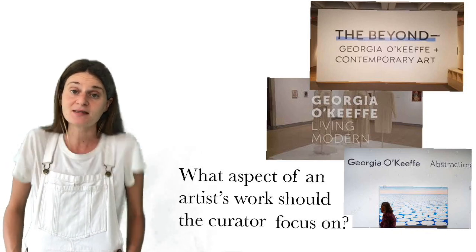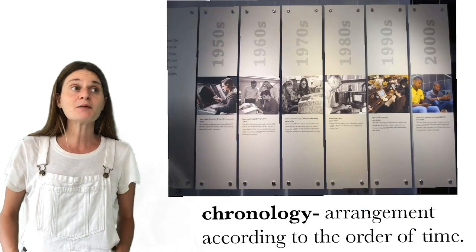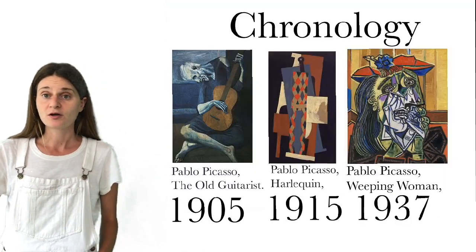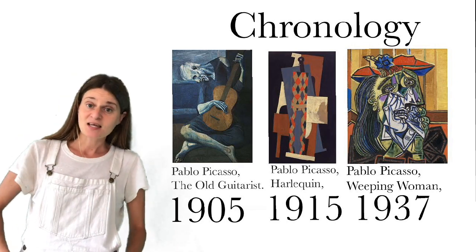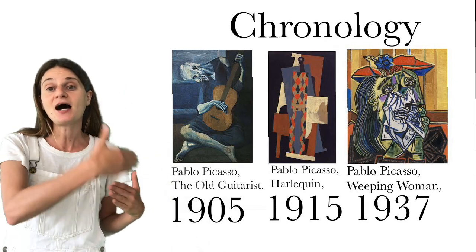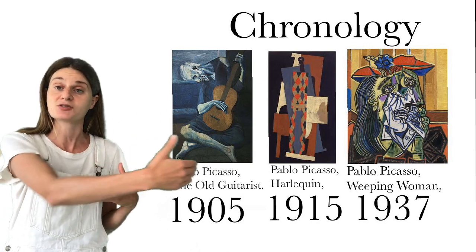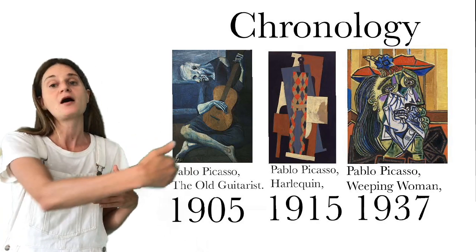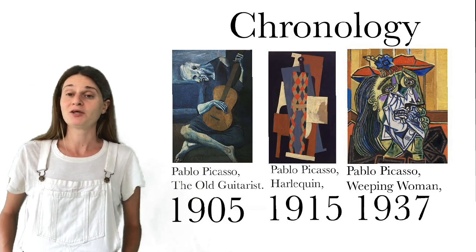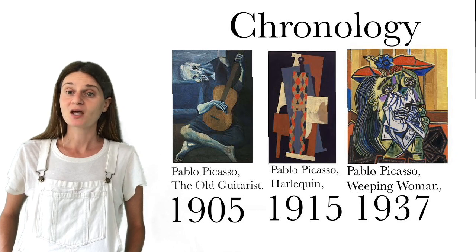Some of the options that they might decide is, well, maybe they can put the artwork in chronological order. Chronology means that if you make an arrangement based on the time or the date that it was made, so you would put it in the order of which the art was made. That's one way you could position the artwork.